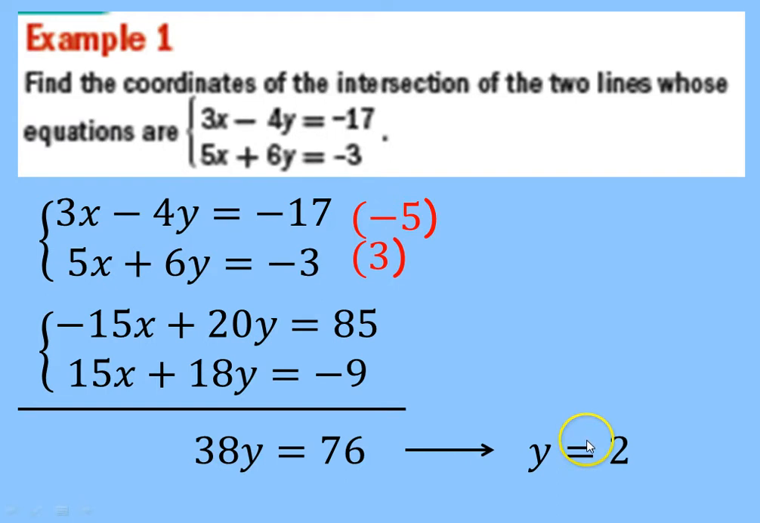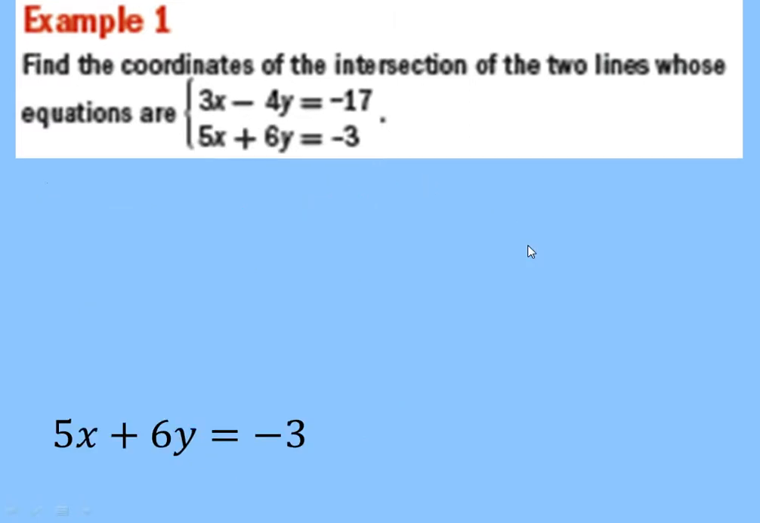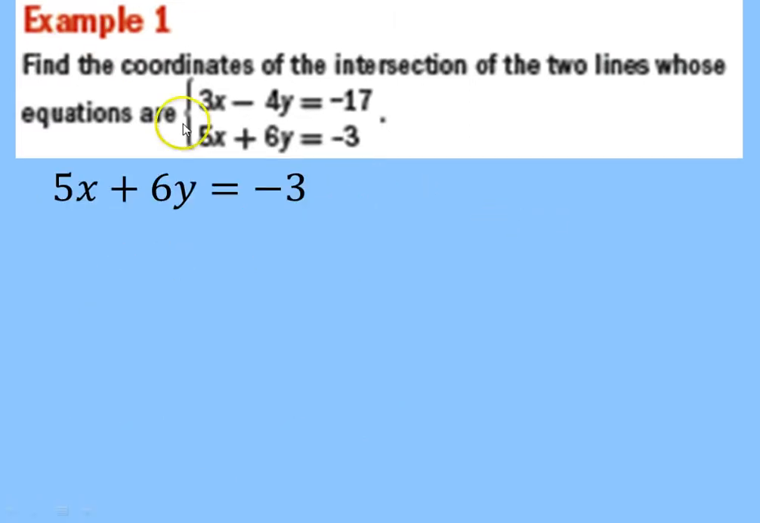We're not quite done. We know that y is 2, but we have to find the x value because we want the coordinates. This is one coordinate; we need the x coordinate now. Once we have one, the rest is fairly simple. So we take the bottom equation, just because I think it's easier to work with. I like that one better.